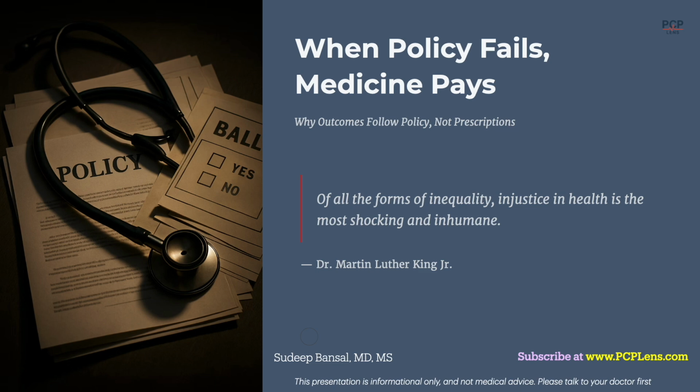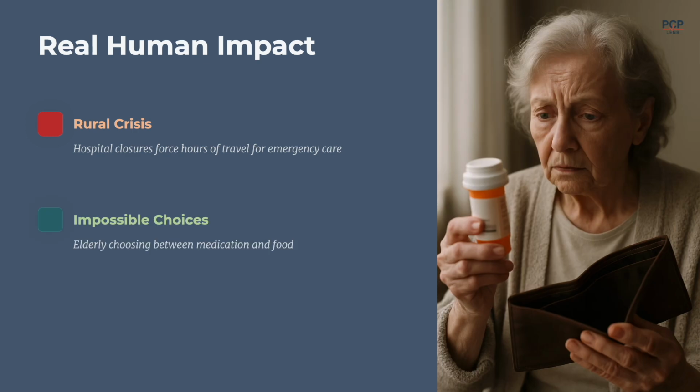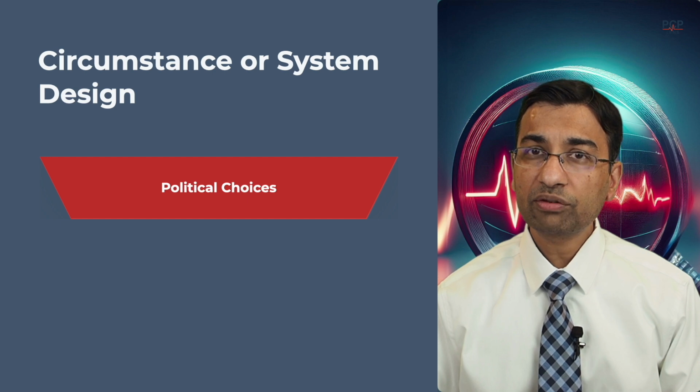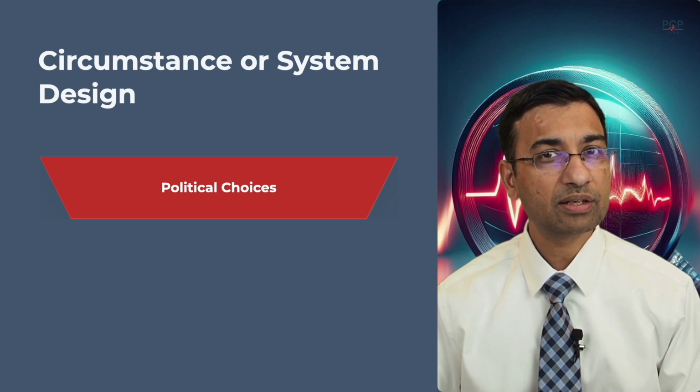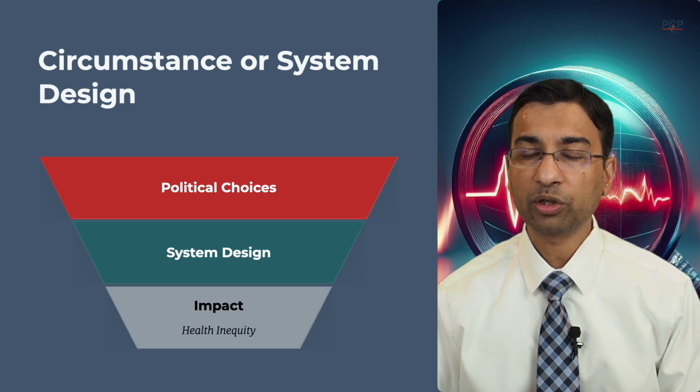Of all forms of inequality, injustice in health is the most shocking and inhumane. And the injustice is often directly the result of political actions or inactions. For example, hospital closures in rural parts of the country forcing people to travel hours to the nearest emergency room, or people having to choose between medication and food, or working mothers losing access to health insurance because they forgot to file forms to prove that they have a job. All of these are direct results of political choices that our country has made, leading to systems that we built, which directly or indirectly result in the health inequities that we see.